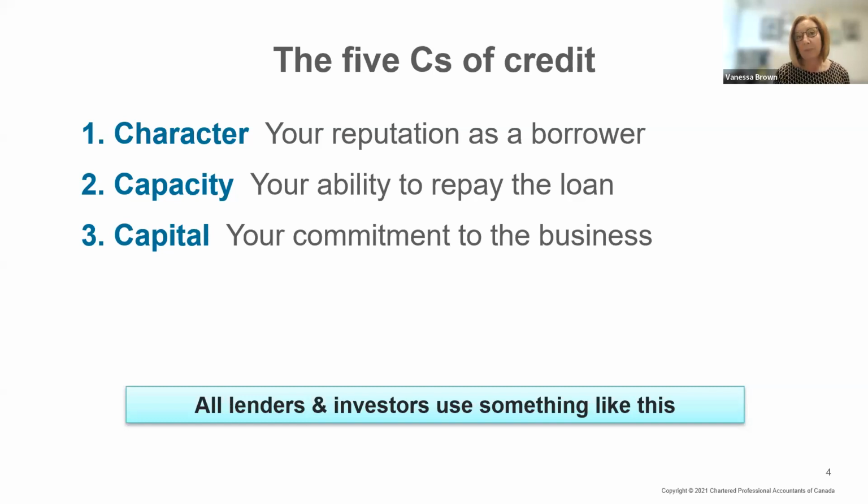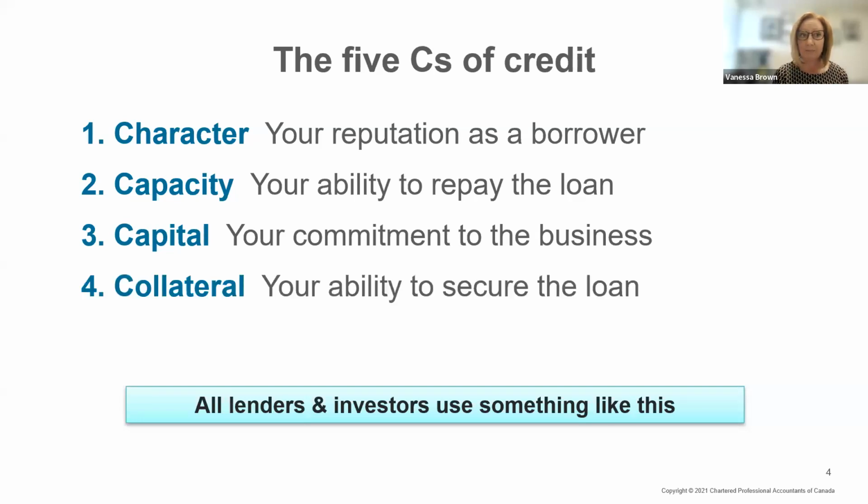Then there's the capital. What is your commitment to the business? How much of your own money are you putting into the business? Collateral is the ability to secure the loan.